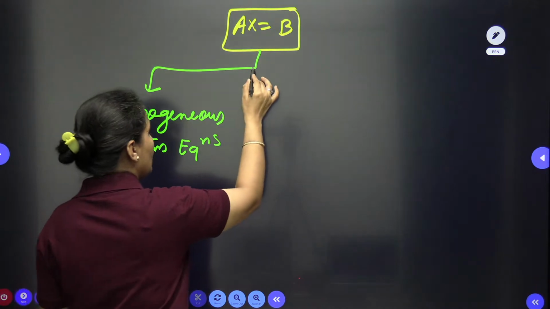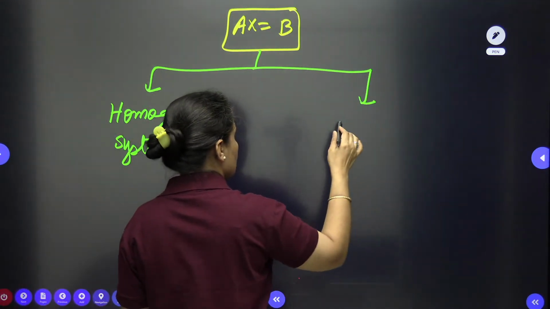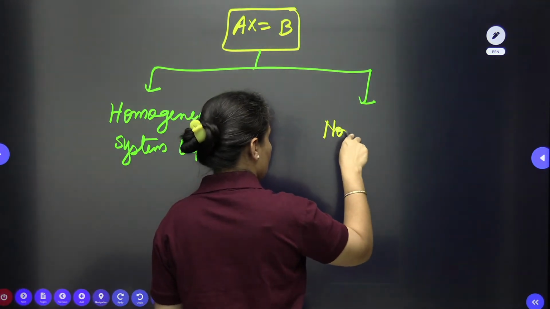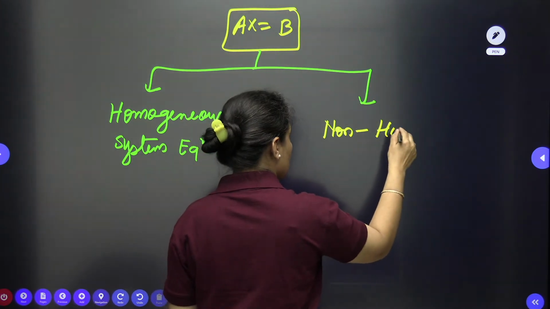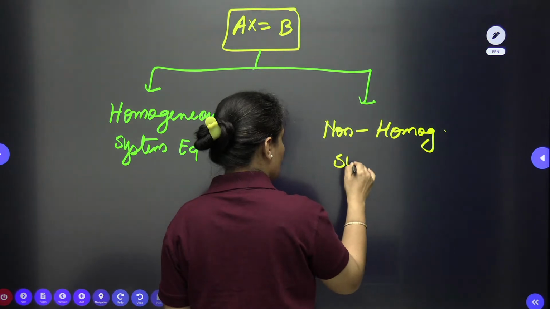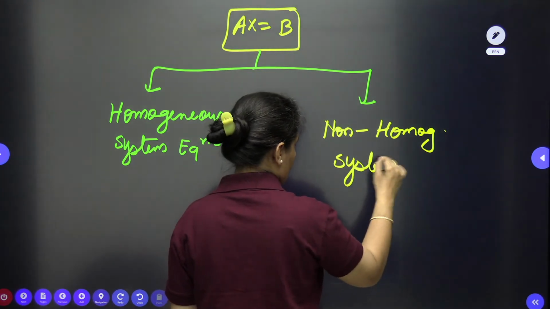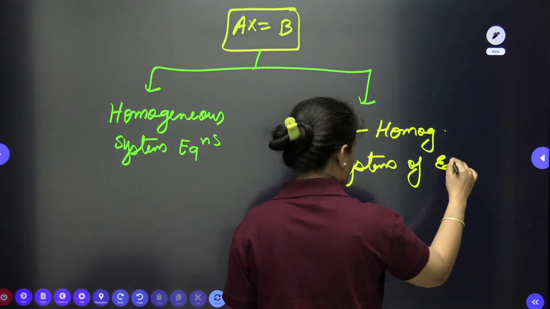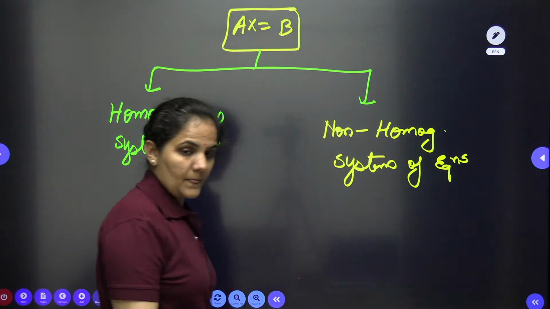And second is called the non-homogeneous system of equation. Homogeneous system of equation, and second is called the non-homogeneous system of equation. Clear?